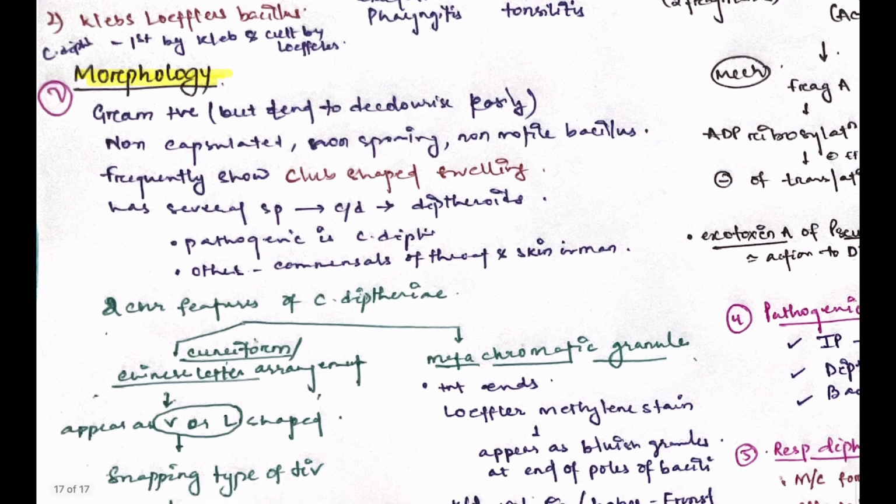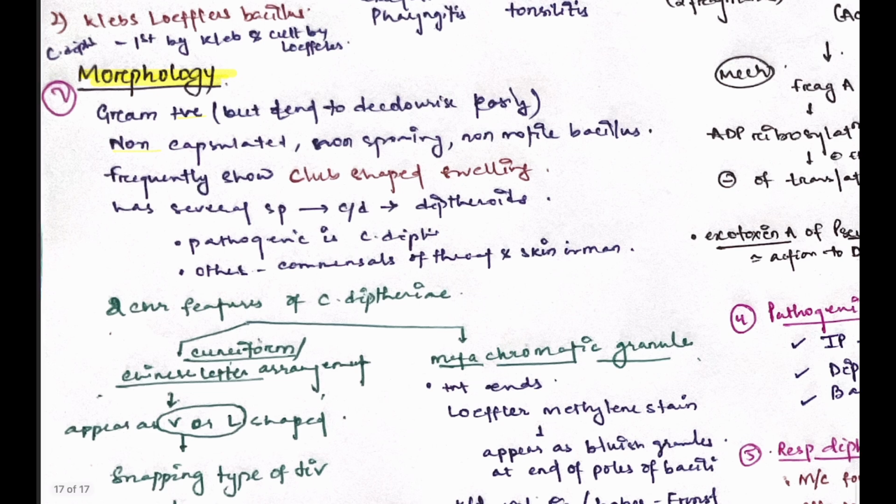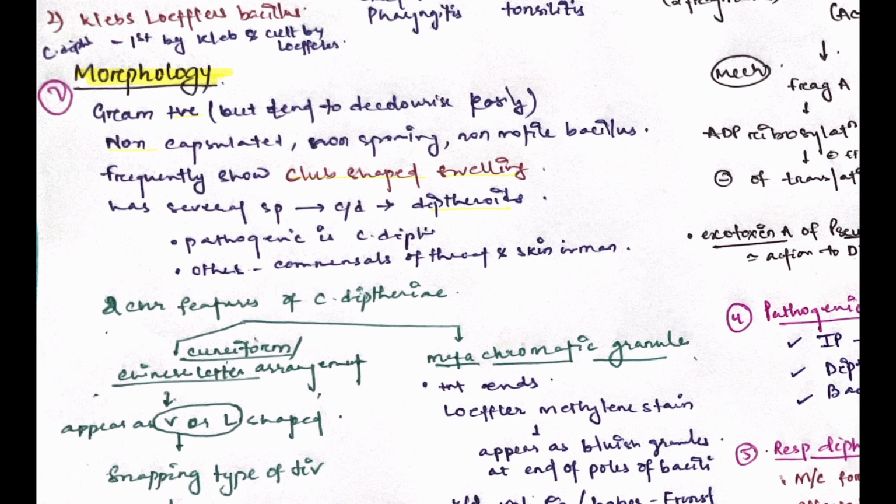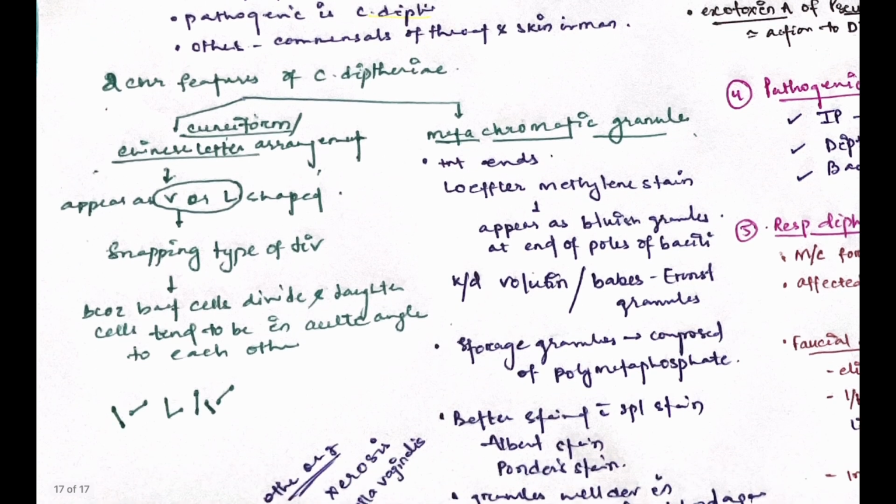So what are the main points here? This is gram-positive, non-capsulated, non-sporing, non-motile, with club-shaped swelling, and they are termed diphtheroids. The pathogenic one is diphtheriae and the others are commensals. Then, what are the two characteristic features of Corynebacterium diphtheriae? That is related to its arrangement. One is cuneiform or Chinese letter arrangement. Another is metachromatic granules. Cuneiform or Chinese letter means they appear as V or L shaped.